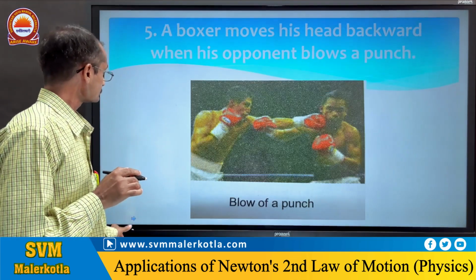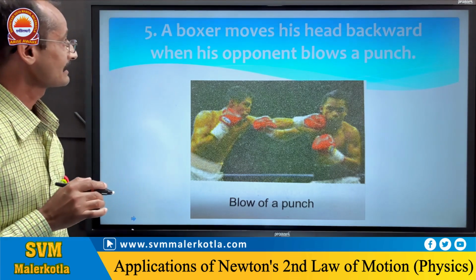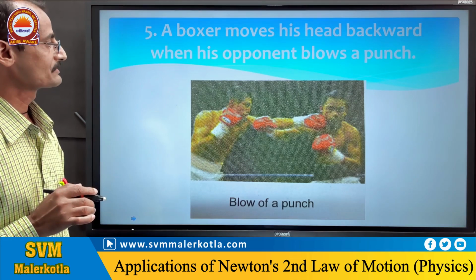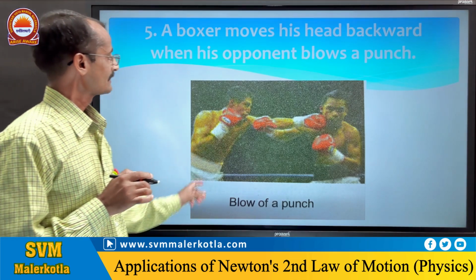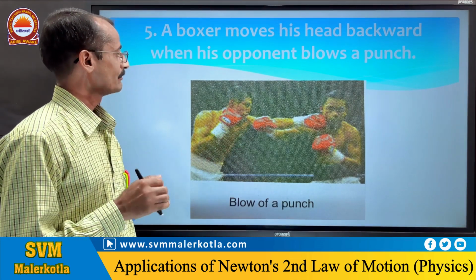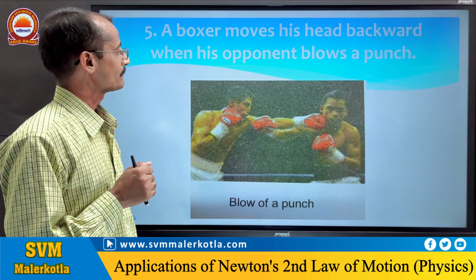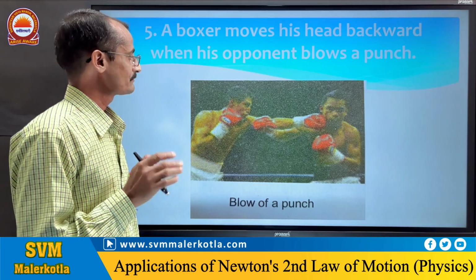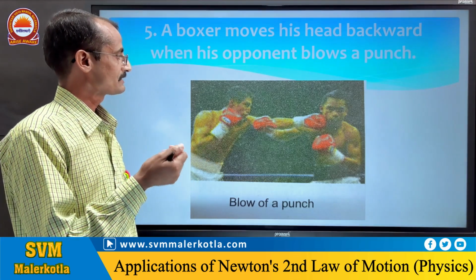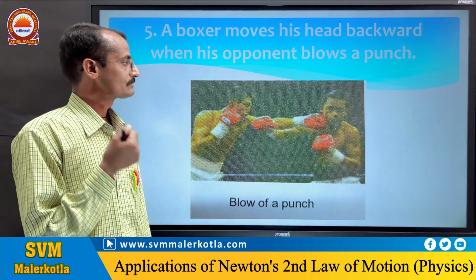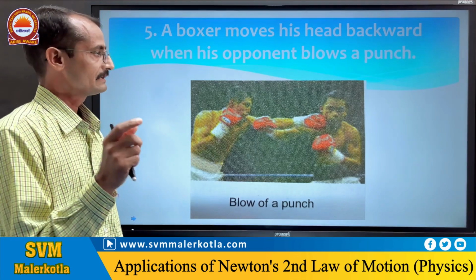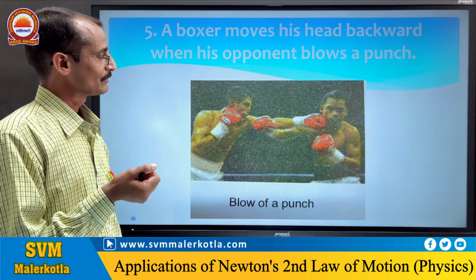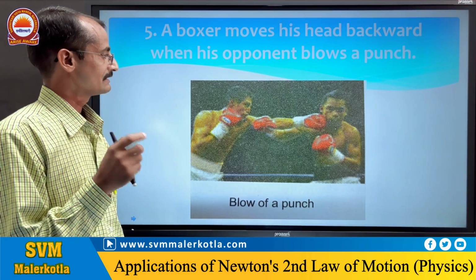Next is that a boxer moves his head backward when his opponent throws a punch. Again, the same thing is there. There are two boxers, one is throwing a punch at the second, the opponent. There are two cases: if the player who is facing that punch moves backward, he increases the time, and then the force exerted on his body is less.